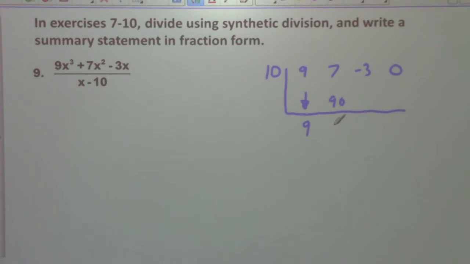And 97. And 97 times 10, 970. And then about 967. For 9,670.